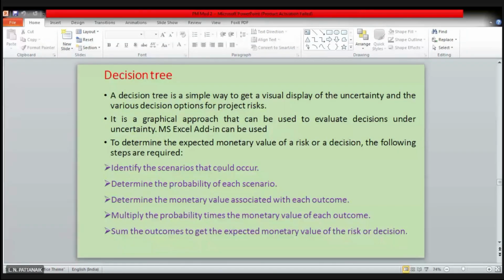So as I said, when we are talking about the risk, it is a kind of uncertainty we are talking about. So it can deal with that. So it is a graphical approach that can be used to evaluate decisions under uncertainty.